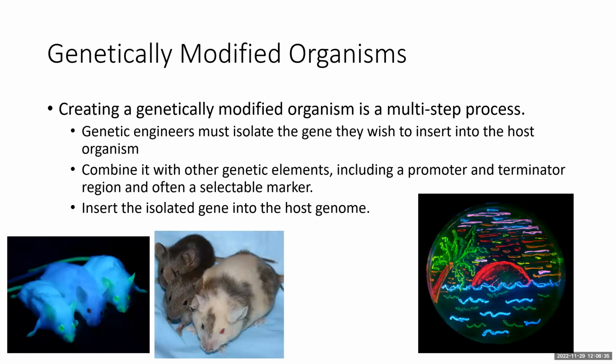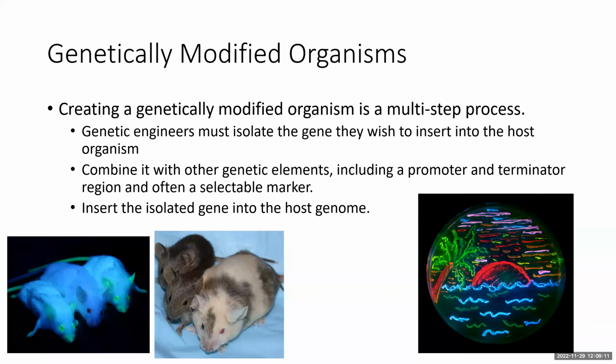Generally, creating a genetically modified organism is a multiple step process. The first step is that you need to isolate the gene you want to insert into the host organism. This means you have to find a copy of the gene somewhere else, or you have to make a version of the gene. Once you have that gene, you want to combine it with ways to be able to follow it. If you don't know where the gene is, where it's inserted, or where it's going, you can't check up on whether or not it's doing what it's supposed to be doing. So you need to mark it in some way.